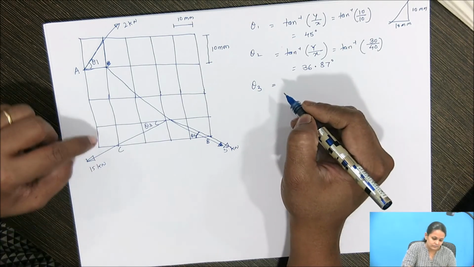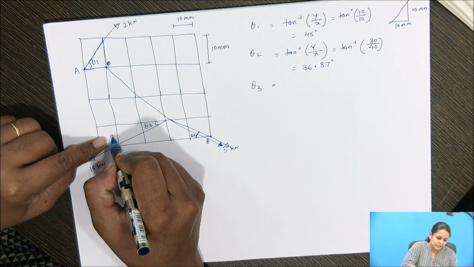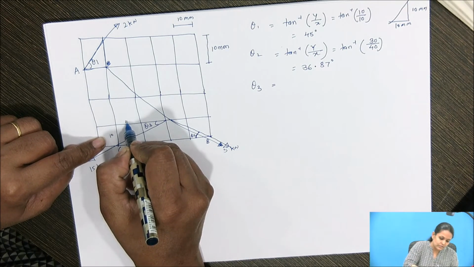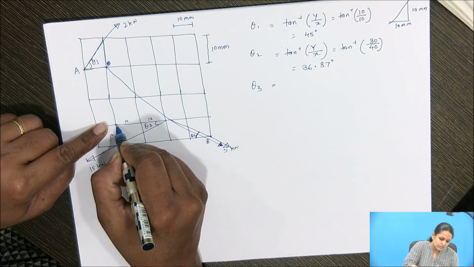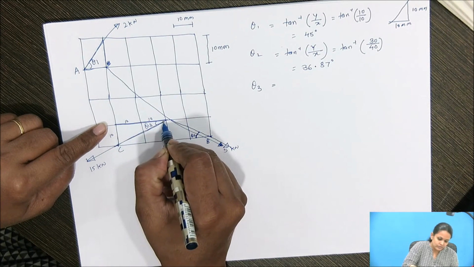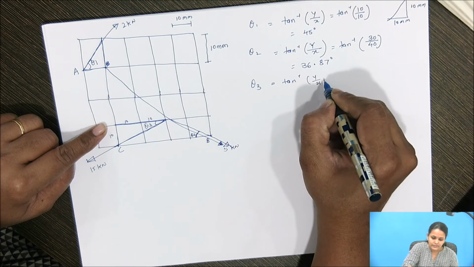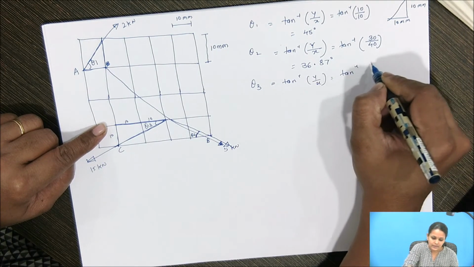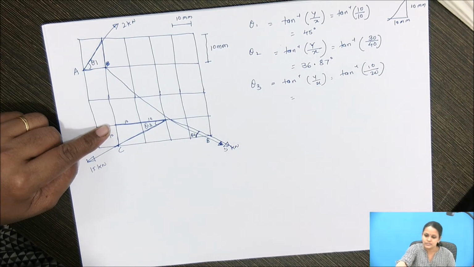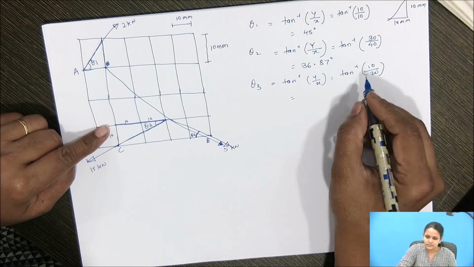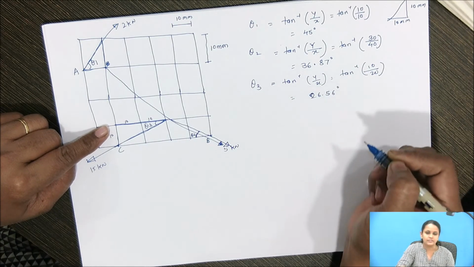Then theta 3. So if you consider the vertical dimension it is 10 and the horizontal dimension it is 10 plus 10. So this will be the triangle for the theta 3. So it is tan inverse of y by x. So here you will get tan inverse of 10 by 20. So how much is theta 3? It is 26.56 degree.